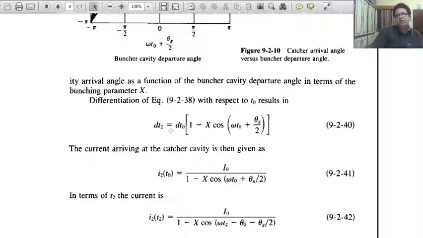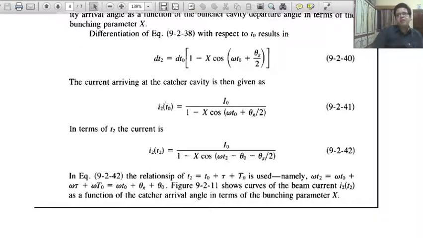Differentiating equation 38, we get this expression. Easily you can differentiate. Now the current is given by this expression for I2 of T0. Similarly, if we want to calculate I2 of T2, then this becomes varying the time T0 and T2. That means this expression becomes this, with omega T0 plus theta g by 2, and this is omega T2 minus theta 0 minus theta g by 2.